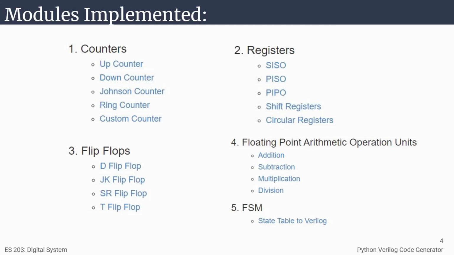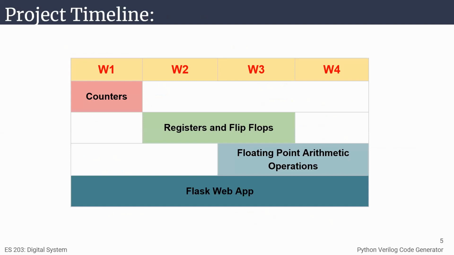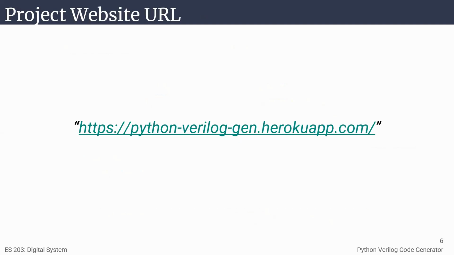As bonus work, we also implemented the FSM modules, in which we input a state table and generate the respective Verilog code for both Moore and Mealy FSMs. This was our rough project timeline, and we have also deployed our project for demo purposes on the Heroku platform, and the URL is shared here. And so we will now proceed to the live demo part of our project.